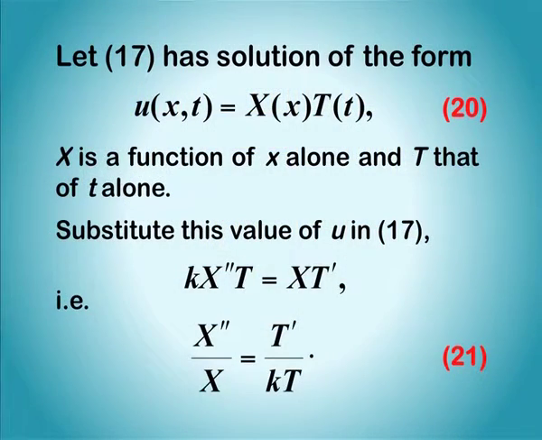We go back to equation 17, if you recall. Then 17 will have a solution of the form, as we had in the previous lecture: u(x,t) is equal to X(x) T(t). In other words, X is a function of x alone and T is a function of t alone. That is what we repeat again. In the previous lecture we have done this equation exactly in a similar fashion.